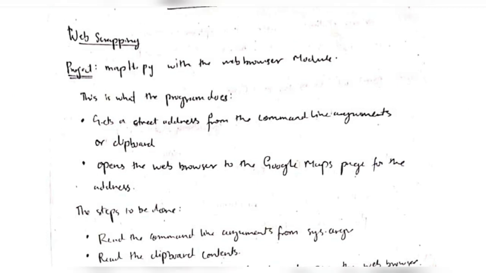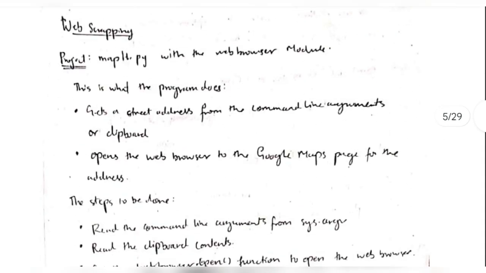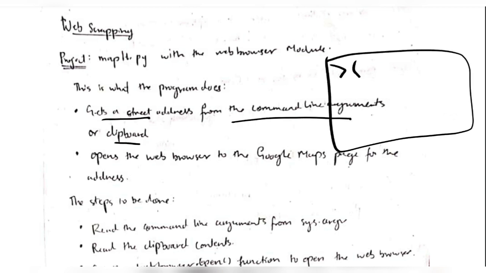Okay, for example, we'll be passing an argument, meaning the address we want to see on the map, and the output will be that map location. In this module, the program gets an address from the command line arguments. As I told you, in the interpreter you write the address you want to view, and it opens the web browser to the Google Maps page for that address.